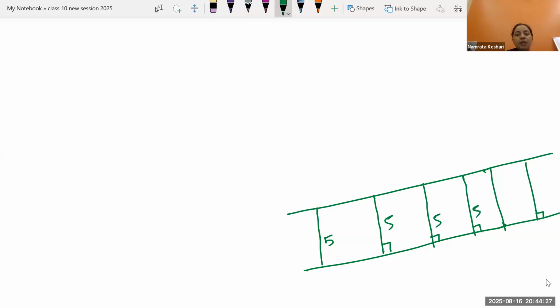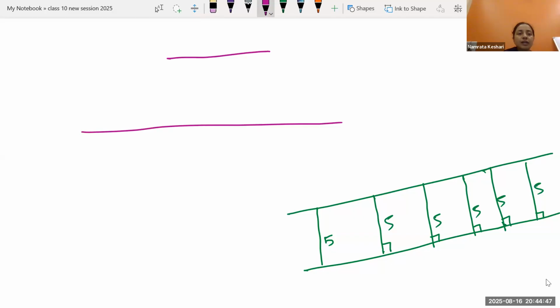In between two parallel lines, perpendicular distance will always be the same. Yes or no? Yes, ma'am. That's why this line is a parallel line. So in our question, what are we having? We are having one line which is parallel to the other line.